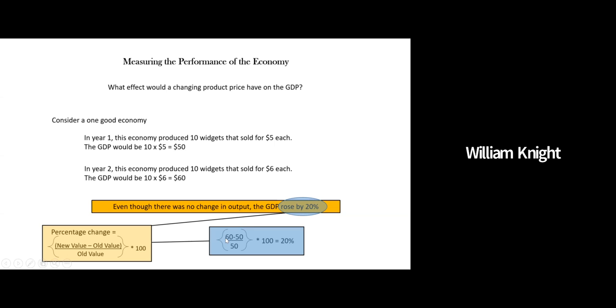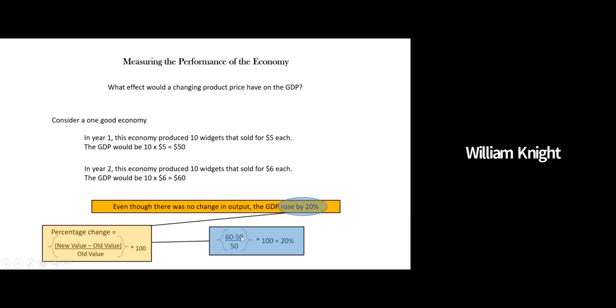So in this case, the new value was 60. The old value was 50. New value minus old value divided by old value. So that's 10 over 50 multiplied by 100. So 10 times 100 is 1,000 divided by 50 is 20. Now, to show that we multiplied it by 100 there, we put a little percentage sign there, okay?